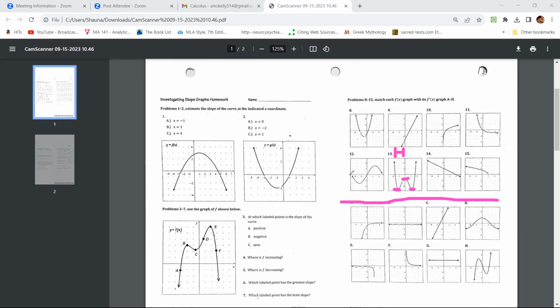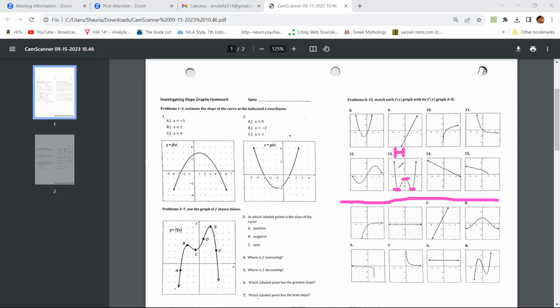If you have any horizontal tangent lines, identify those. They're going to be x-intercepts, if you're going from the function to the derivative. See, that wasn't hard at all, was it? No, not too bad.